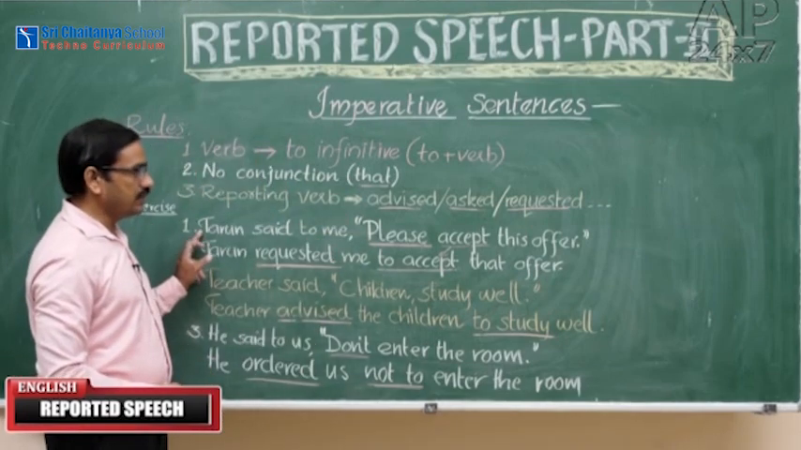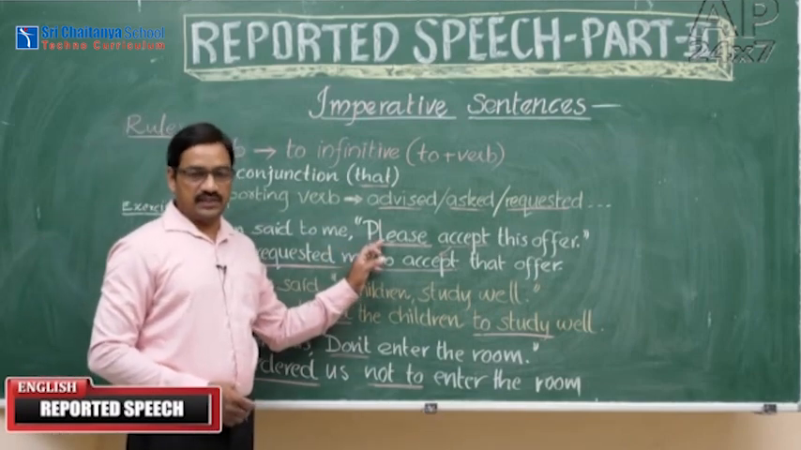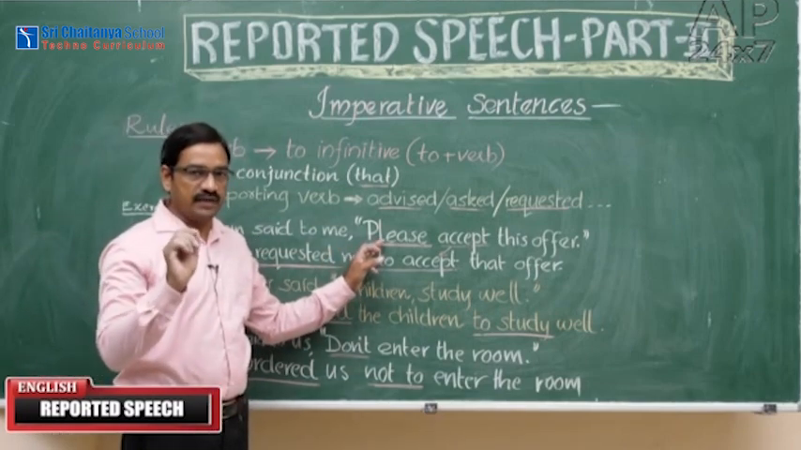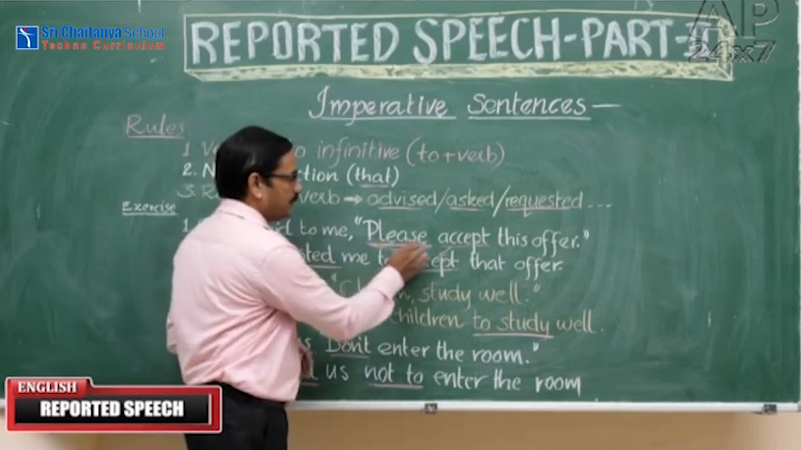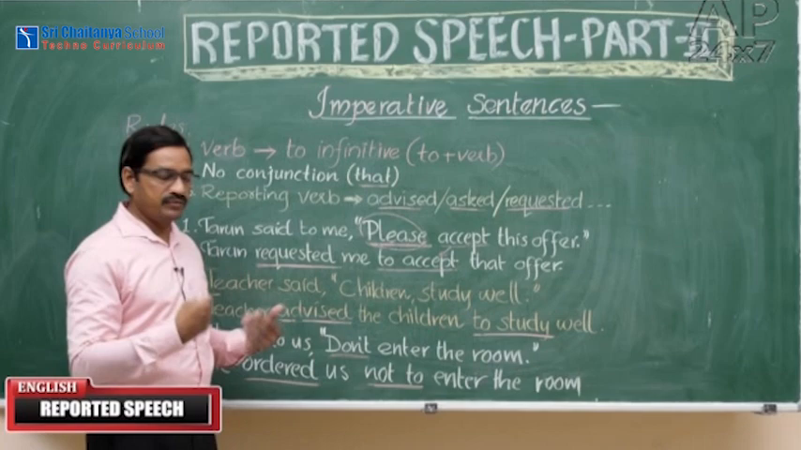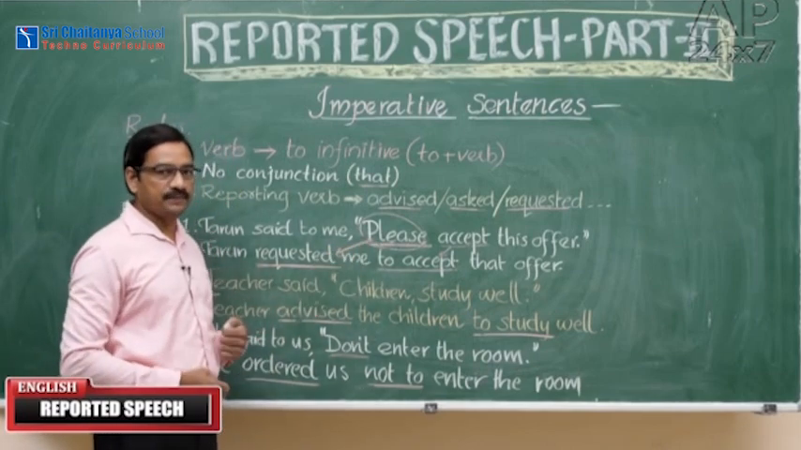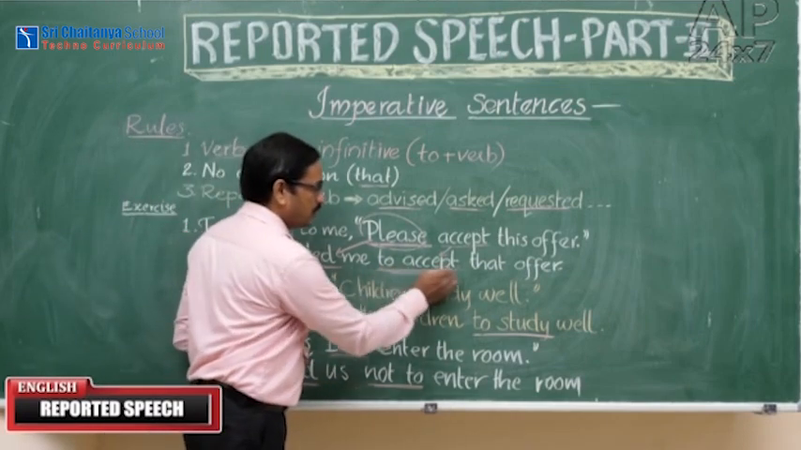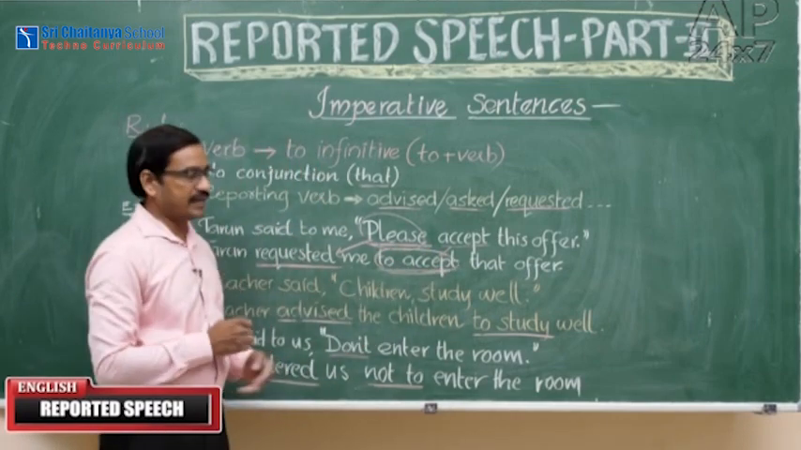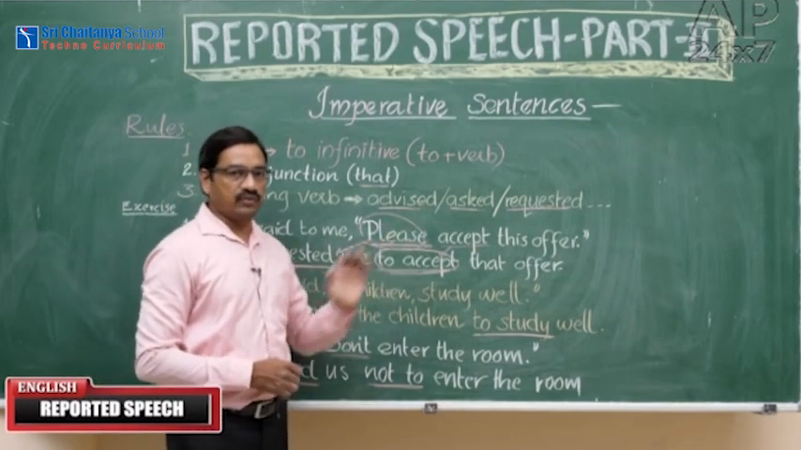So Tarun said to me, please accept this offer. From the meaning of the sentence, you have to know this is an imperative sentence. This is a request. There is a word please. So immediately what we have to do is change that please into requested. He requested me. In an imperative sentence, we have to change the verb into to infinitive form. Accept became to accept. Requested me to accept that offer.